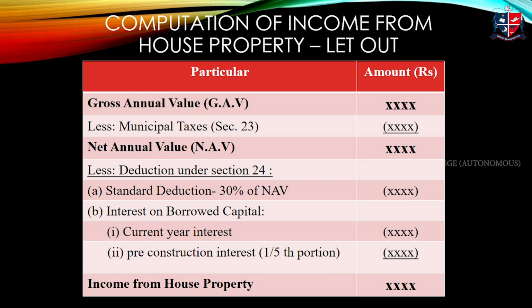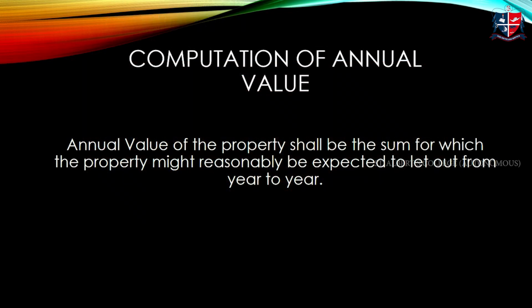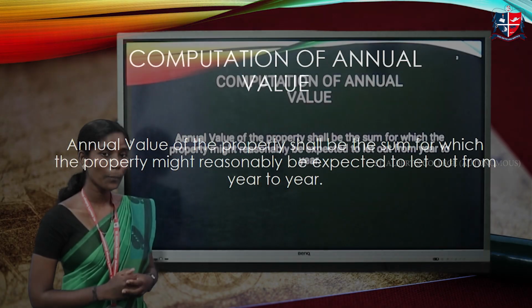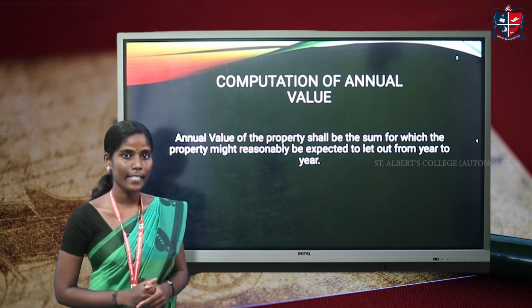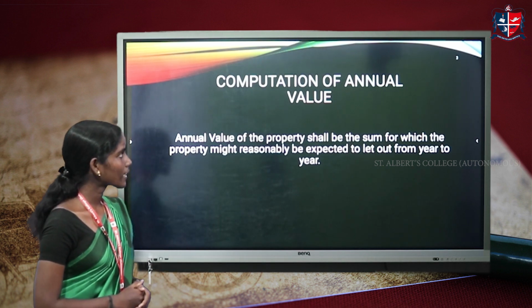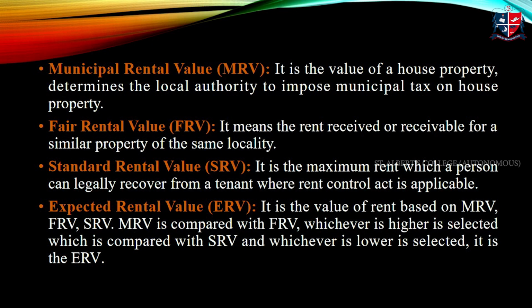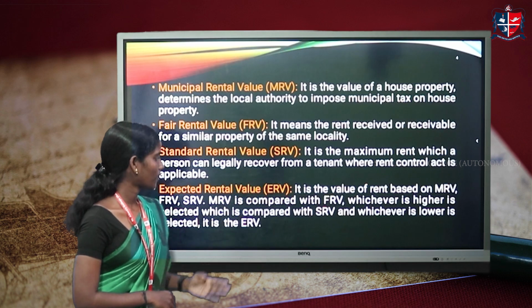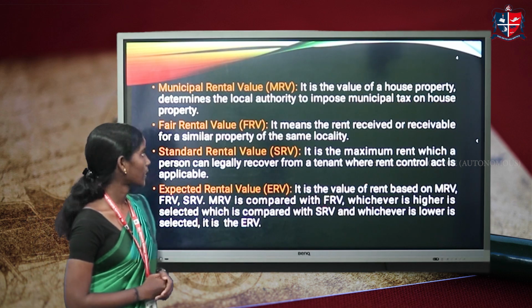First one, we have to calculate the gross annual value, that is GAV. Annual value means the value of the property for which the house property is let out. For calculating this annual value, we have to compare some terms. They are MRV, FRV, SRV and ERV. Let's see in detail what those are.